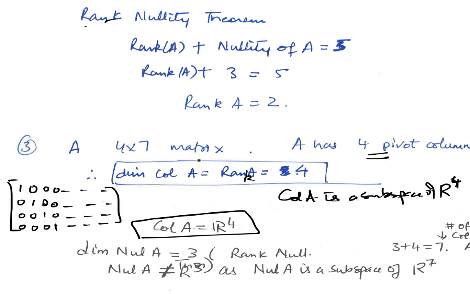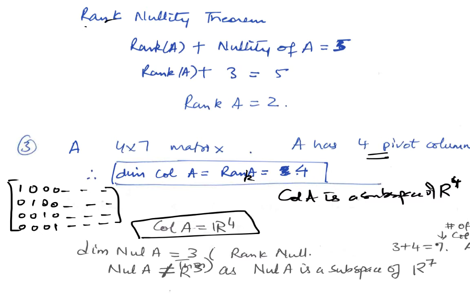Just keep in mind, if the dimension of the column space of A is equal to the number of rows of the matrix, then the column space of A is nothing but R to the number of rows. Keep that in mind. Very simple thing to look at.